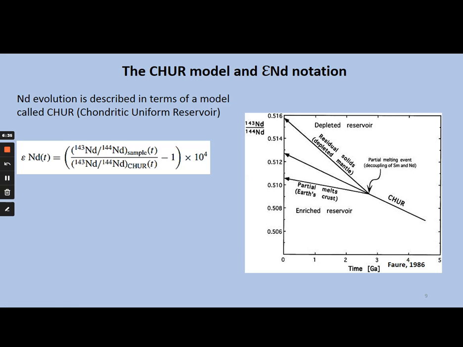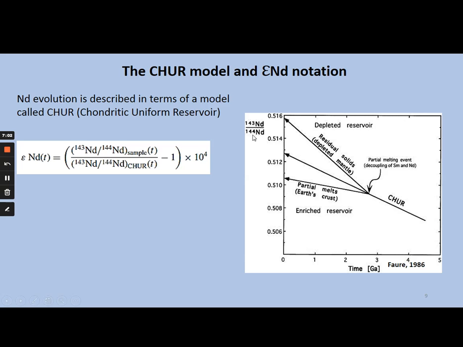So the isotope signature of the CHUR is the one of the chondritic meteorite. The CHUR evolution line is a reference line against which the neodymium ratios in samples are compared. So this graph here represents the evolution of the neodymium composition in individual reservoirs after the decoupling of samarium and neodymium due to partial melting of the mantle.